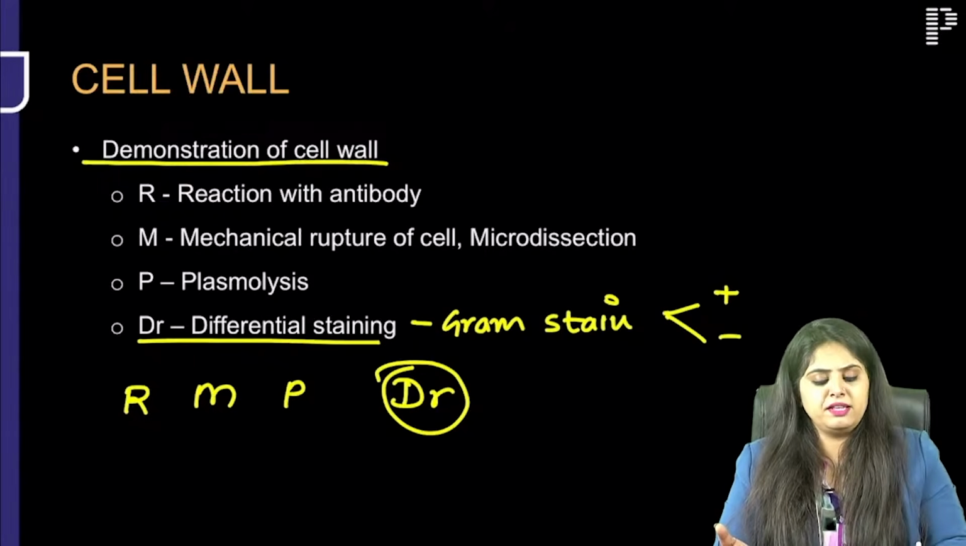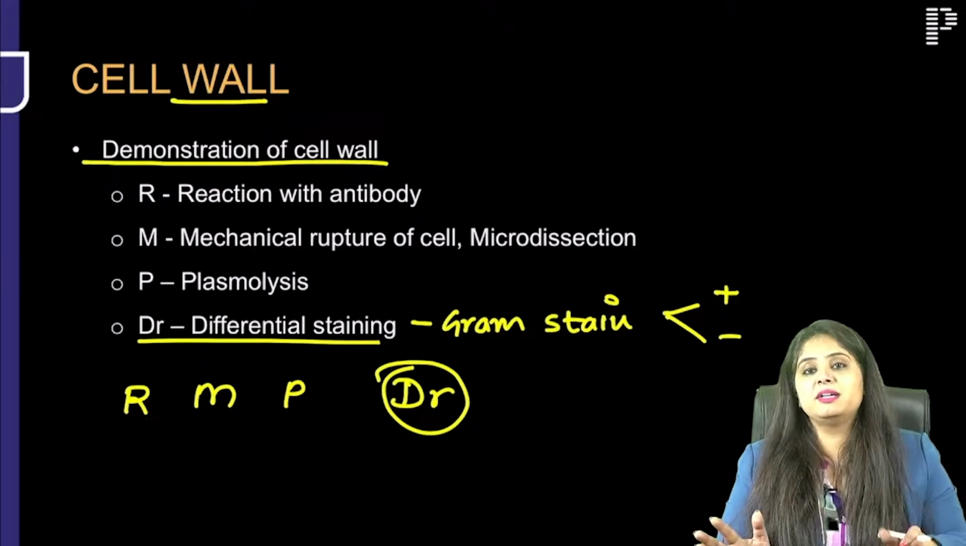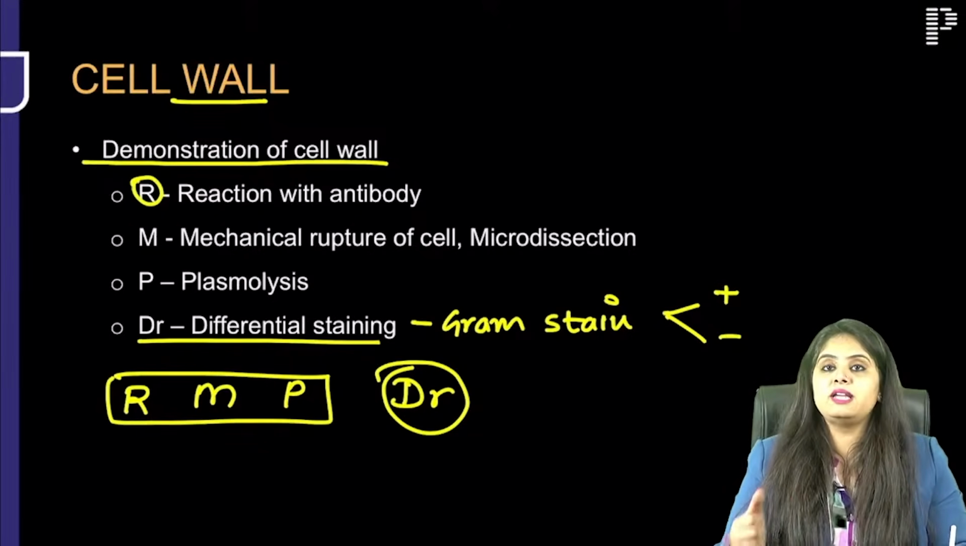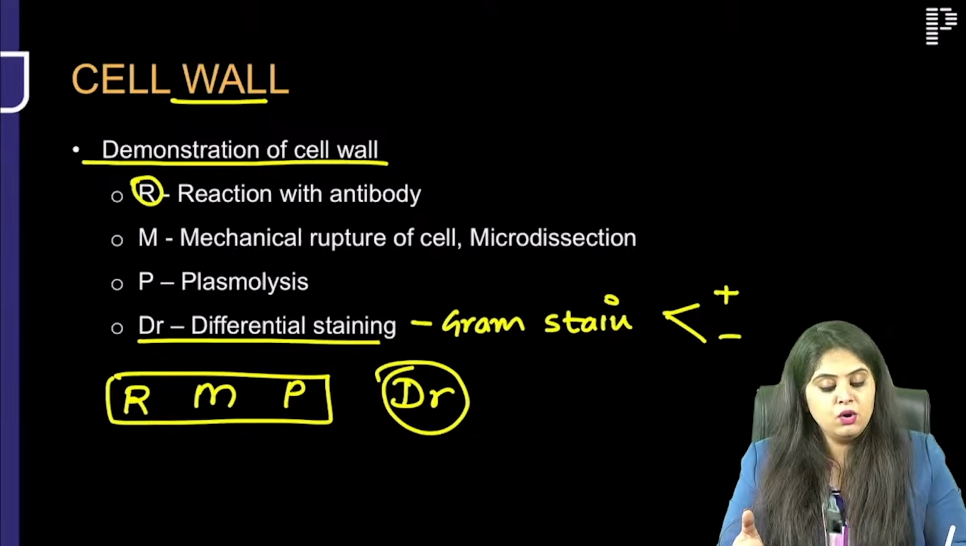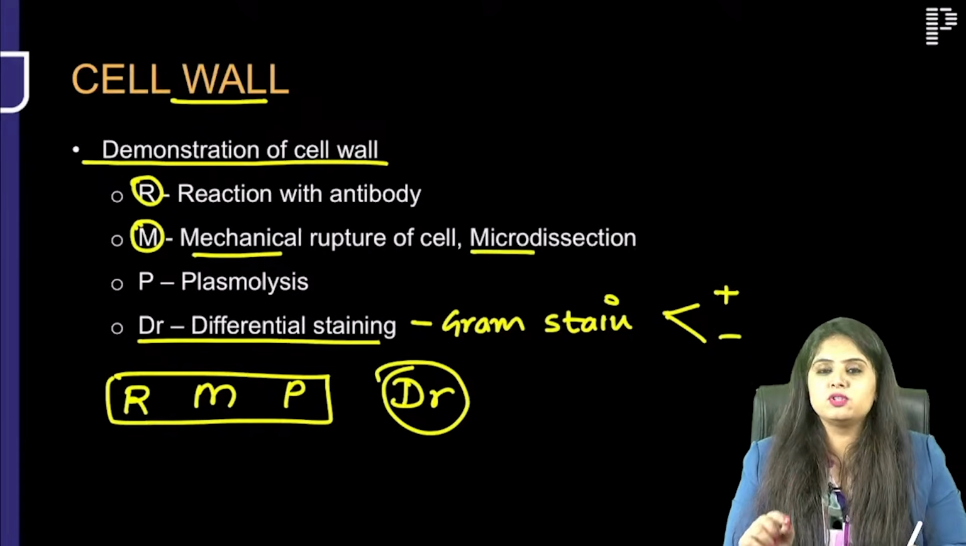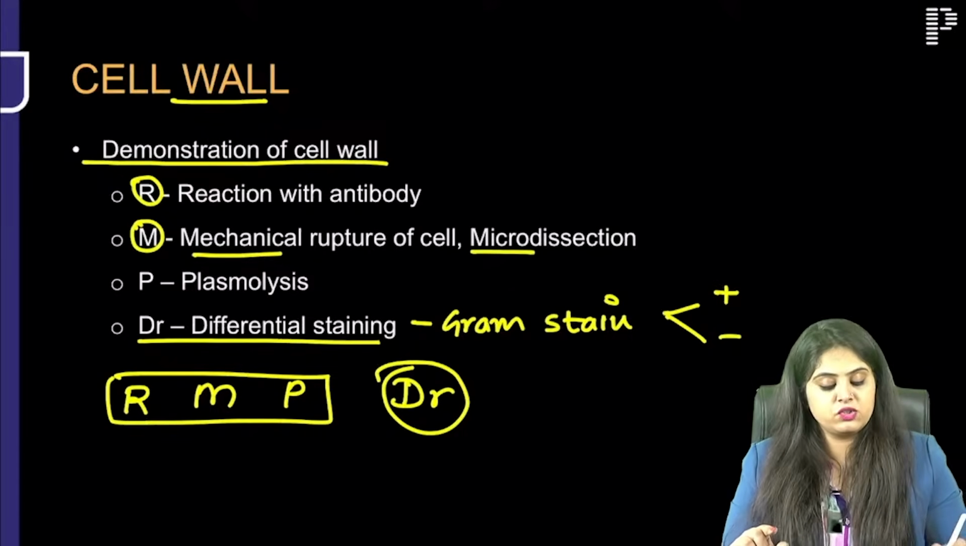This is how I look at a cell wall. Understood. ये तो हम करते हैं. But other than this textbook knowledge, 3 more techniques can be used. Either you react it with an antibody, or you do mechanical rupture, like with needles you can do mechanical rupture, or micro needles you can do micro dissection, and you can do something called plasmolysis.